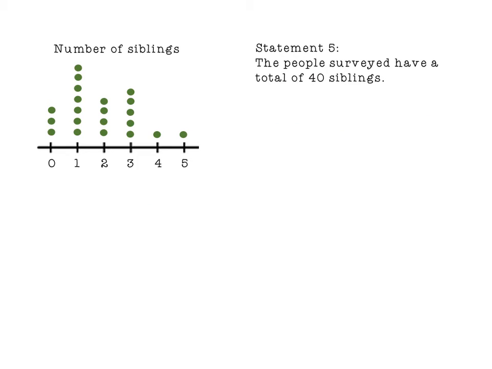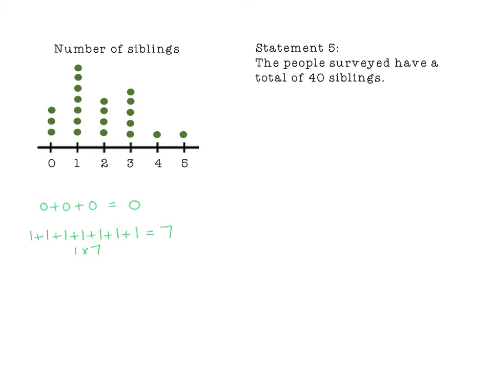The fifth statement says that the people surveyed have a total of 40 siblings. So there are 3 people that have 0 siblings. So that's 0 plus 0 plus 0 siblings. There are 7 people who have 1 sibling. So 1 plus 1 plus 1 plus 1. So if 7 people have 1 sibling, that's 7 siblings. I also could have said 1 times 7.